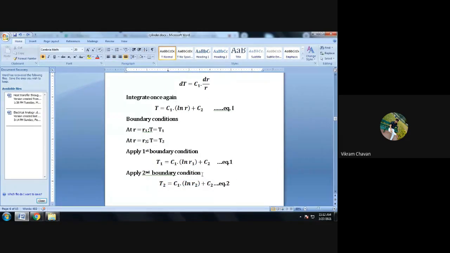Apply the second boundary condition. When R is equal to R2, T becomes T2. So T2 is equal to C1 multiplied by ln of R2 plus C2. That will be equation number 2.